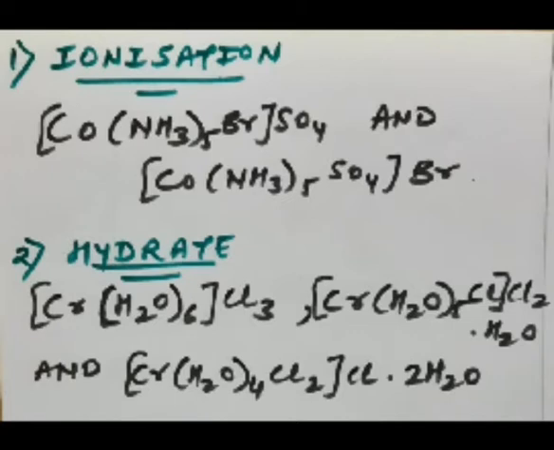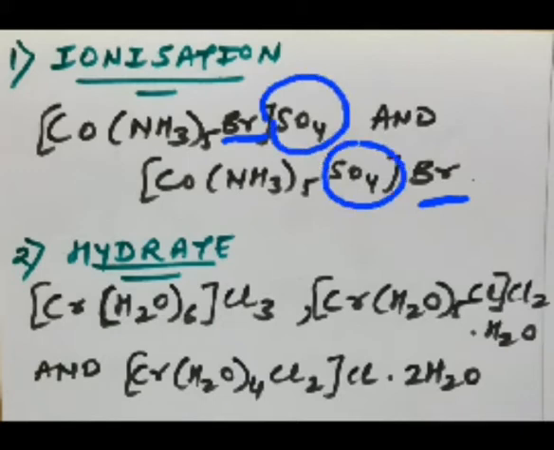So, ionization isomerism exists due to interchange of groups within or outside the coordination sphere. As you can see in the quoted example, Br is in the coordination sphere in the first isomer, whereas in the second isomer bromine is outside the coordination sphere, and sulfate interchanges position here, right. Such compounds will be called ionization isomers.